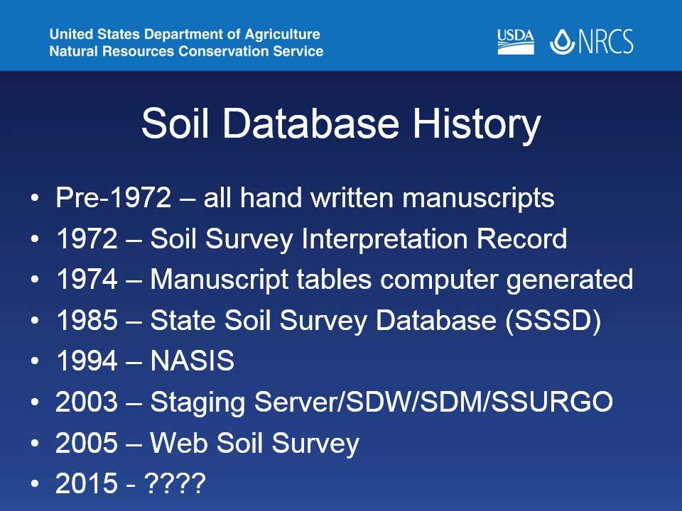So let's start with the history of the database. Prior to 1972, just about all of the manuscripts were handwritten. They were typed out, and the charts for the properties and interpretations, if there were any, were created and basically typed. In 1972, we created this concept.